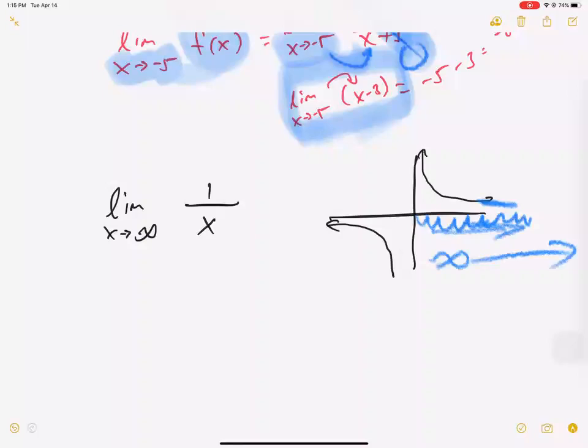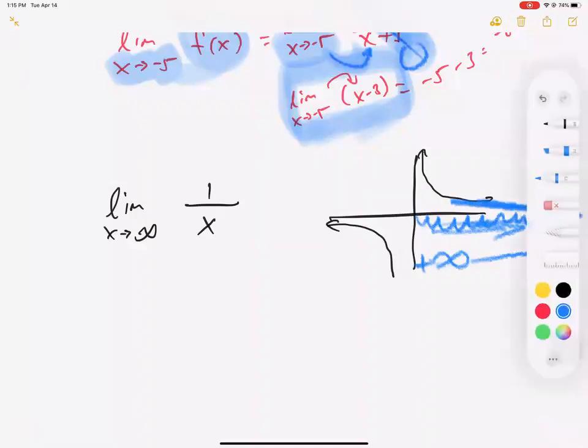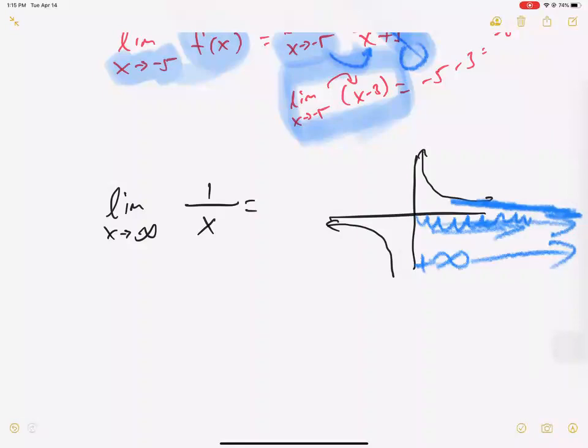So as x gets closer to infinity, is that positive infinity or negative infinity? In this case, without a minus sign, this is plus infinity. So as x goes to plus infinity, what does the y value become? Remember this graph? As x gets bigger, the answer gets closer to 0.